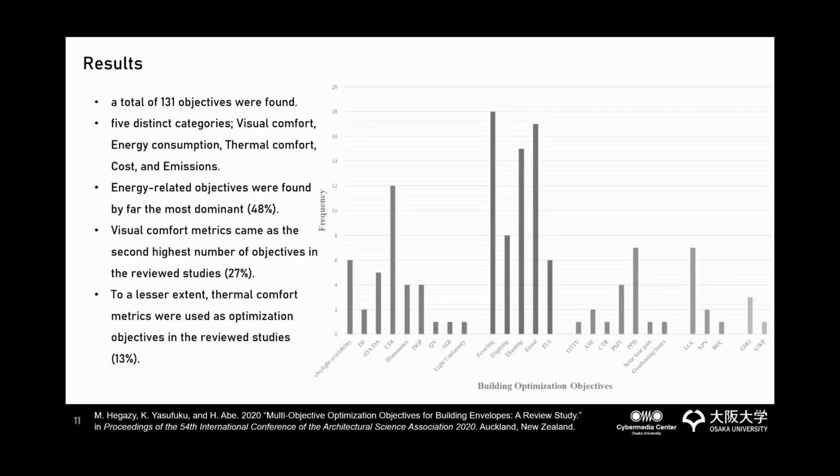More importantly, for the optimization objectives, a total of 131 objectives could be found within the literature, categorized into 5 major sections, which are visual comfort, energy consumption, thermal comfort, cost, and emissions. The most dominant objectives were those related to energy performance, with 48% in total, while visual comfort metrics came as the second most represented objectives with 27%. However, objectives related to thermal comfort were represented to a lesser extent in a noticeable manner.